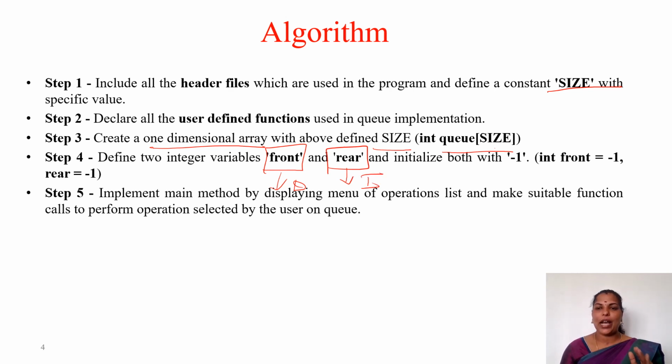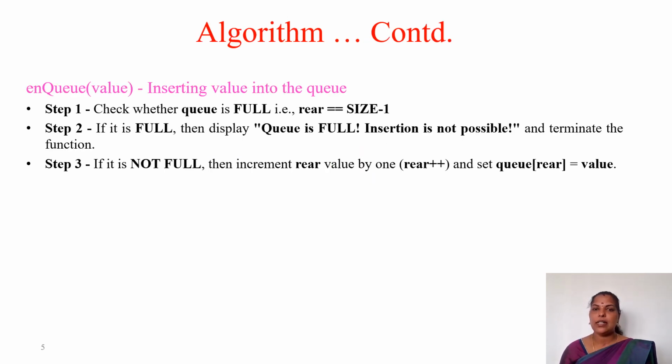Initially we have to initialize these two ends to -1 because it is an empty queue. That means int front equal to -1 and int rear equal to -1. Then implement the main method by displaying the list of operations and making suitable function calls. Whatever you need, we can write it. Next we write the steps for the operations. Here we have the EnQueue operation, that is inserting a value into the queue.